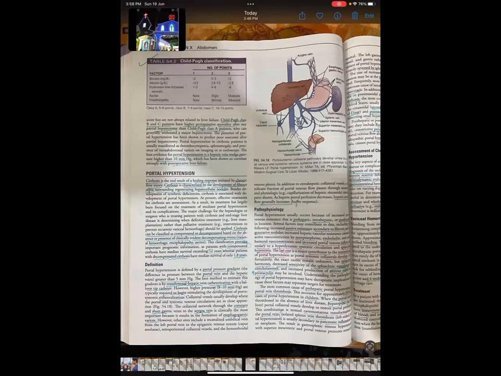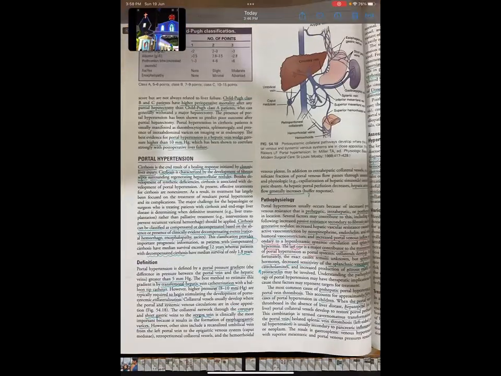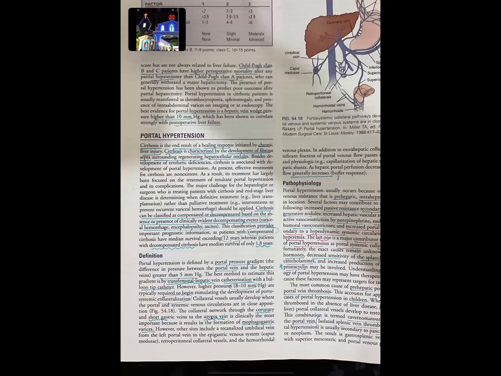We will start with portal hypertension. First, what is cirrhosis? Cirrhosis is the end result of a healing response initiated by chronic liver injury. And cirrhosis is characterized by development of fibrous septa surrounding the regenerating hepatocellular nodules. So that is called cirrhosis.